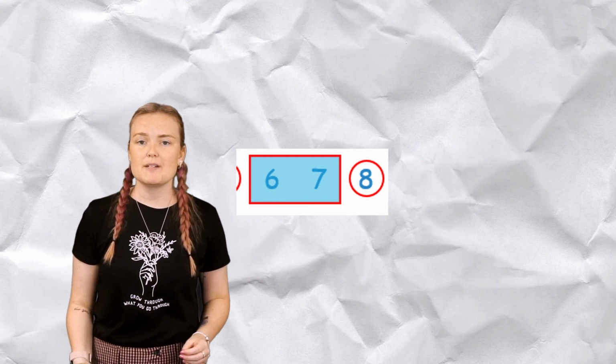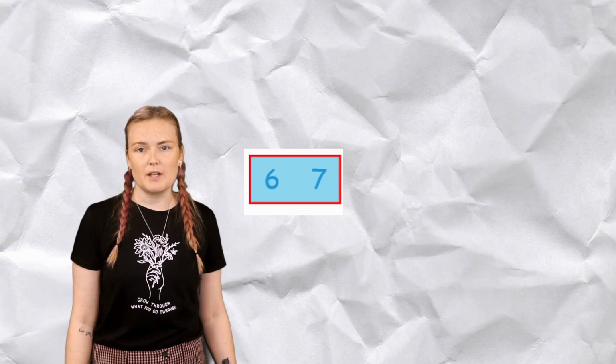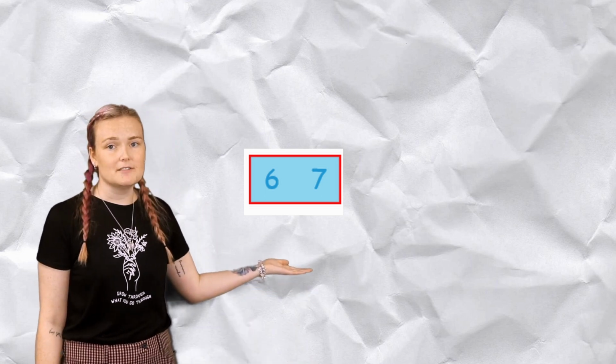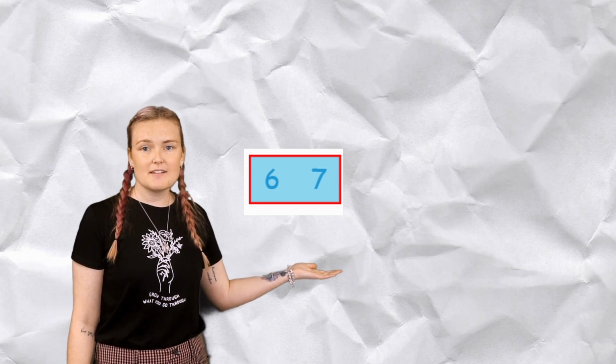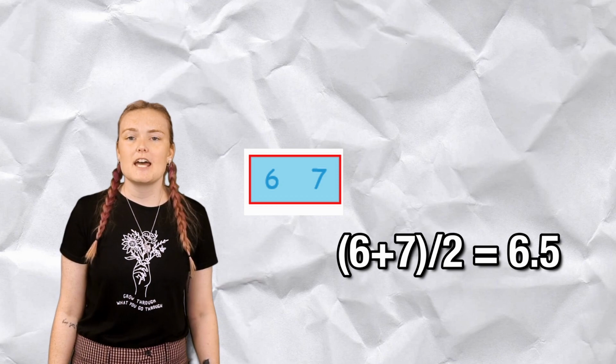Sometimes there's 2 numbers in the middle, so we need to find the middle of those 2 numbers. For example, in this one, it's 6 and 7. To find the centre of that, let's add them together, 6 plus 7, and half it to get 6.5. Now let's look at the mean.